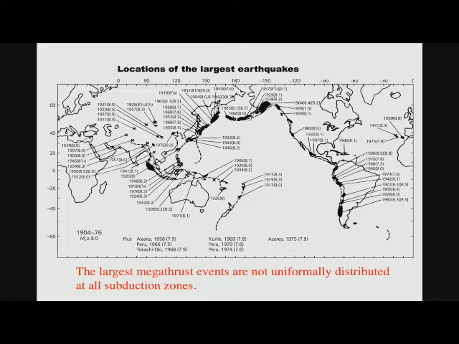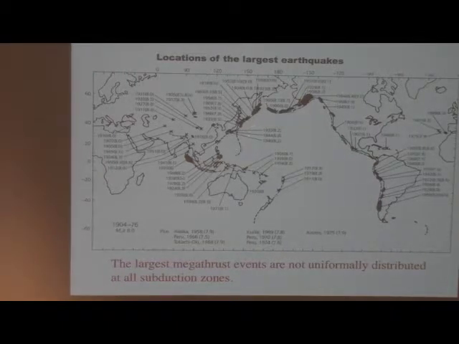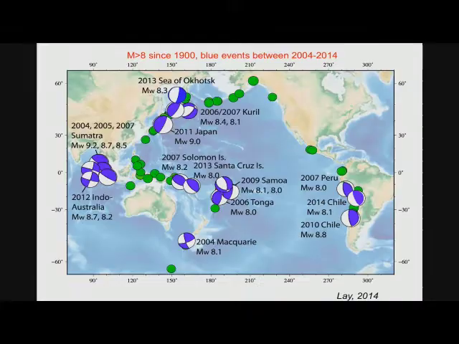Okay. So you can see that along the subduction zone in South America, Alaska Aleutians, into Kamchatka and Japan, we have a lot of very large earthquakes. But you go look at the Marianas and down here in New Zealand, there's a dearth of large events. So we'll get back to that. There's also not a uniform distribution of these events in time.